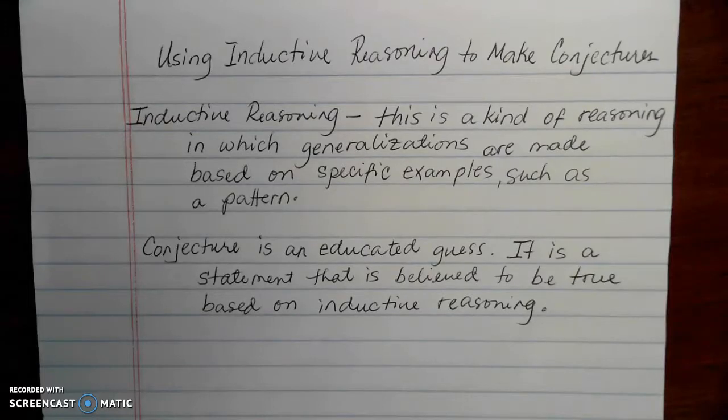Welcome back. Our topic for today is using inductive reasoning to make conjectures. Inductive reasoning is a kind of reasoning in which generalizations are made based on specific examples, such as a pattern. Conjecture is an educated guess. It is a statement that is believed to be true based on inductive reasoning.